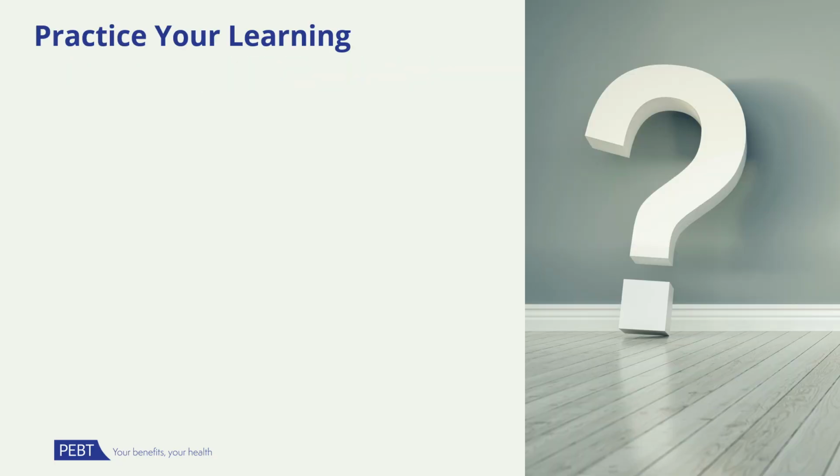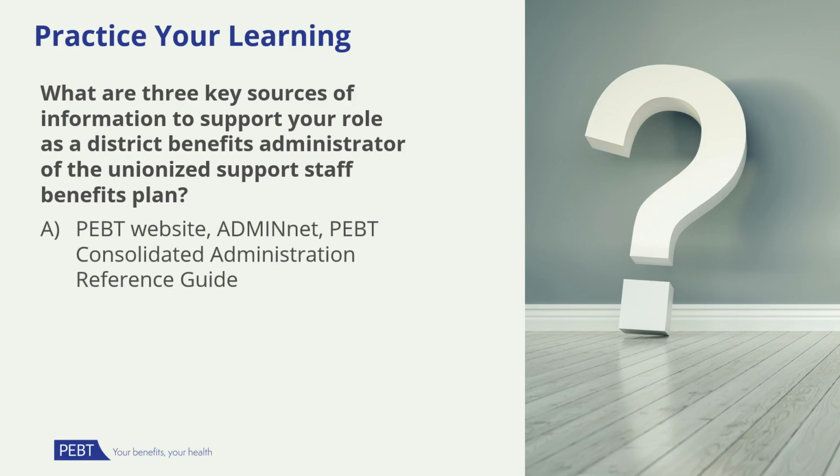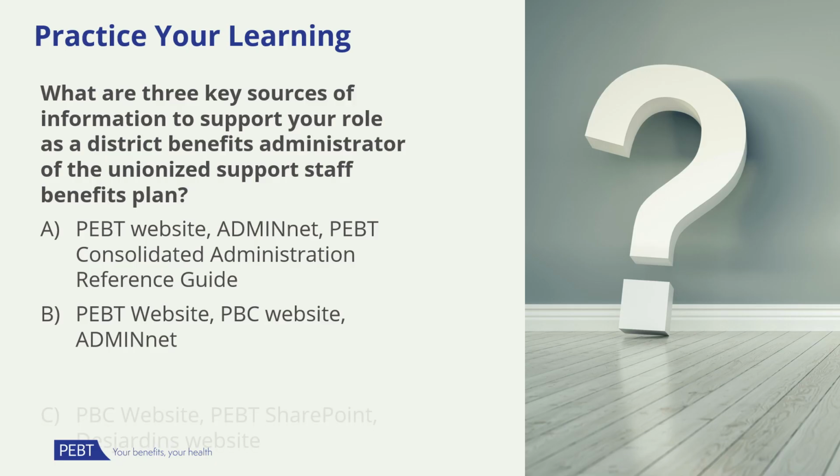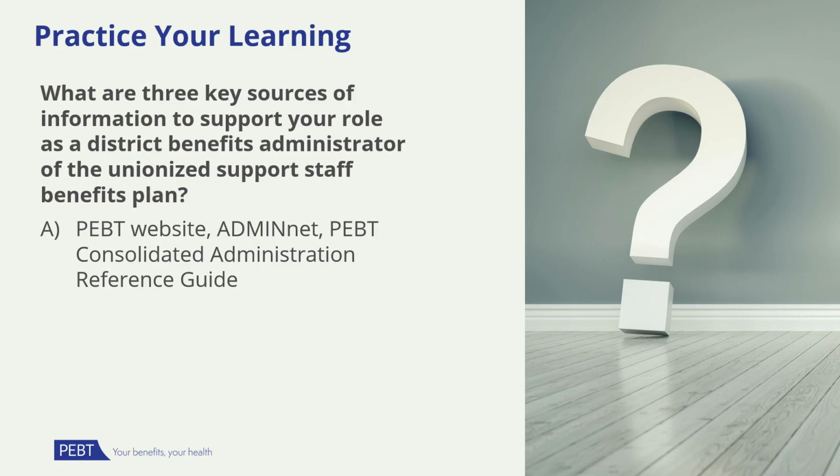Let's check in on your learning. What are 3 key sources of information to support your role as a district benefits administrator of the Unionized Support Staff Benefits Plan? A. PEBT website, AdminNet, PEBT Consolidated Administration Reference Guide. B. PEBT website, PBC website, AdminNet. Or C. PBC website, PEBT SharePoint, and the Desjardins website. The correct answer is A. PEBT website, AdminNet, and PEBT Consolidated Administration Reference Guide.